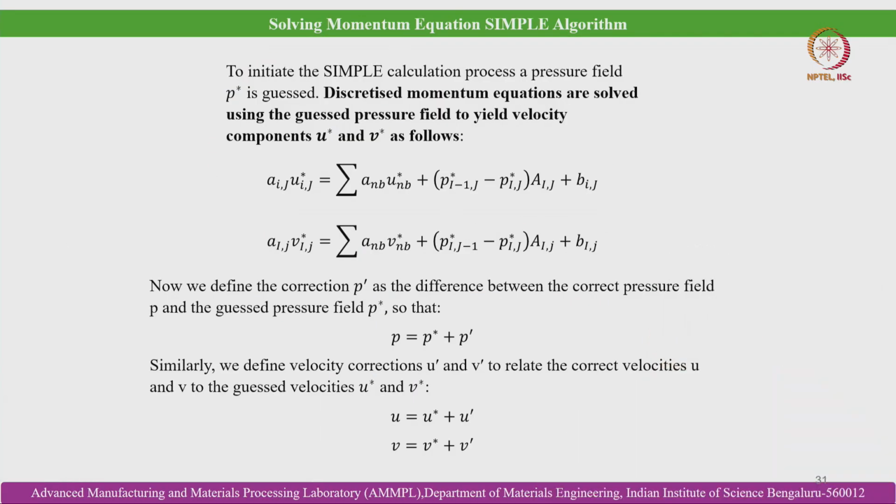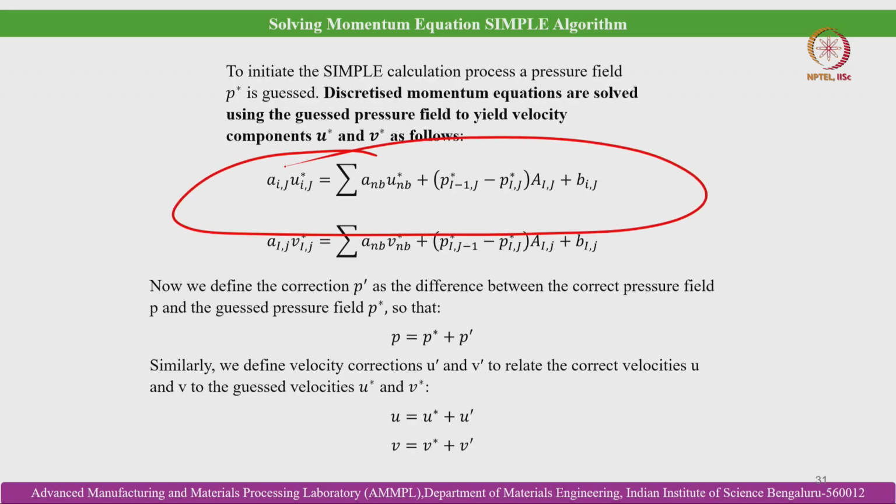Okay. So, basically to initiate the SIMPLE calculation process, a pressure field P asterisk is guessed. So, the discretized momentum equations are solved using the guessed pressure field to yield velocity components u asterisk and v asterisk as follows. So, this is basically the equation you can see. So, a_i,J and u asterisk_i,J. The i and I locations we have discussed in the previous classes.